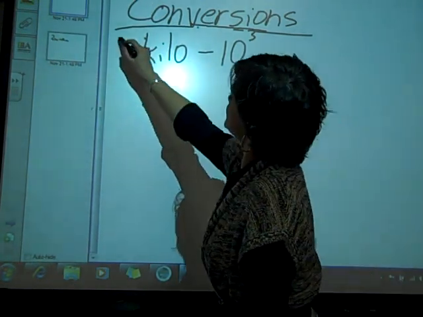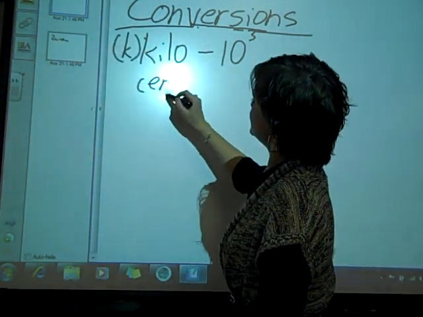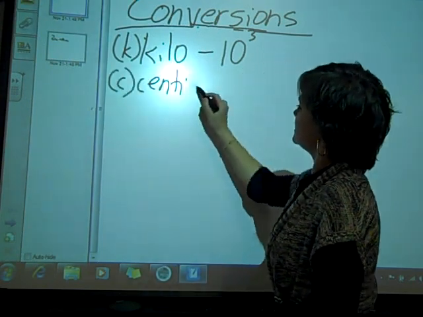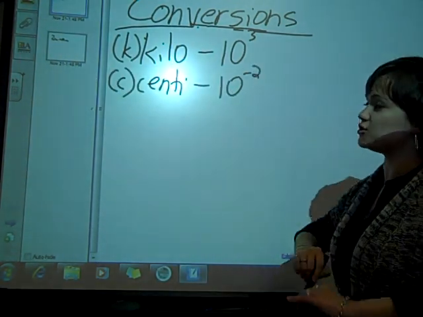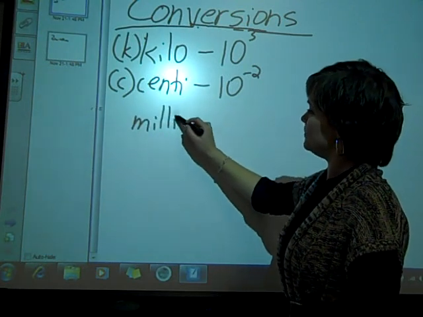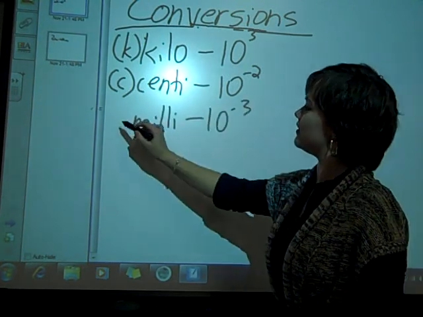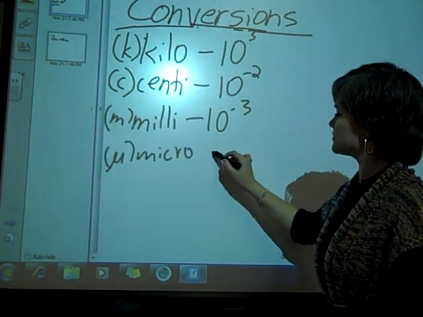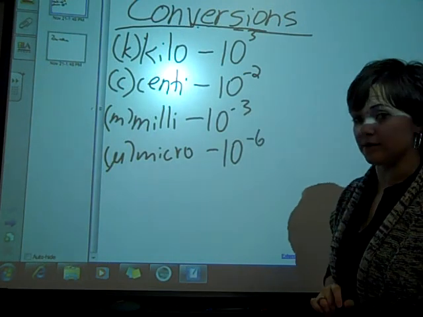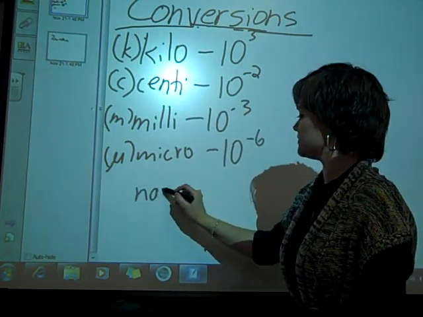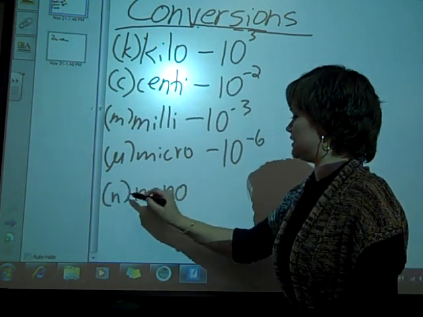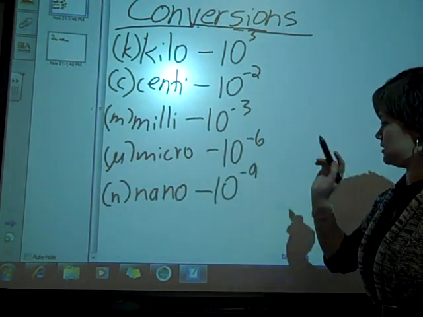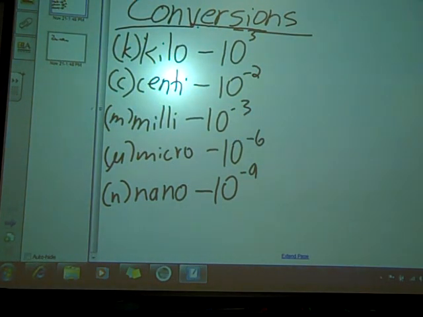The prefix centi literally means 1/100th. Milli means 1/1000th. Micro means 1/1,000,000th. And nano is 10 to the -9th. So they do get smaller as we go on down. And these are what the prefixes literally mean.